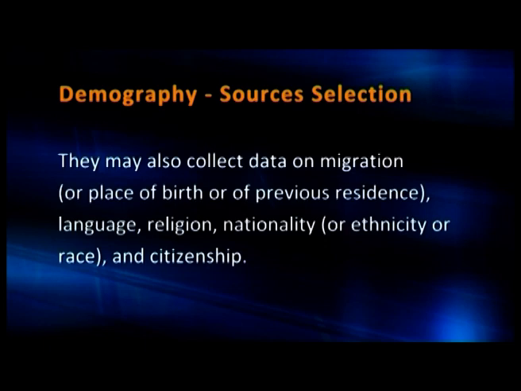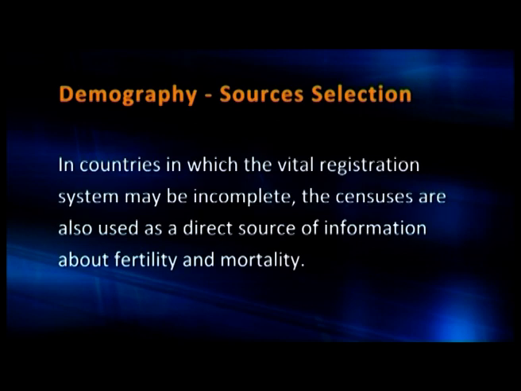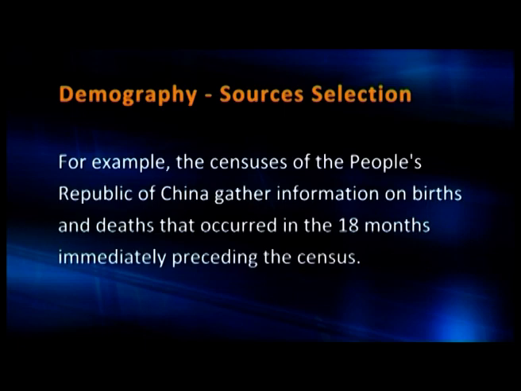They may also collect data on migration or place of birth or previous residence, language, religion, nationality or ethnicity or race, and citizenship. In countries in which the vital registration system may be incomplete, the censuses are also used as a direct source of information about fertility and mortality. For example, the censuses of the People's Republic of China gather information on births and deaths that occurred in the 18 months immediately preceding the census.